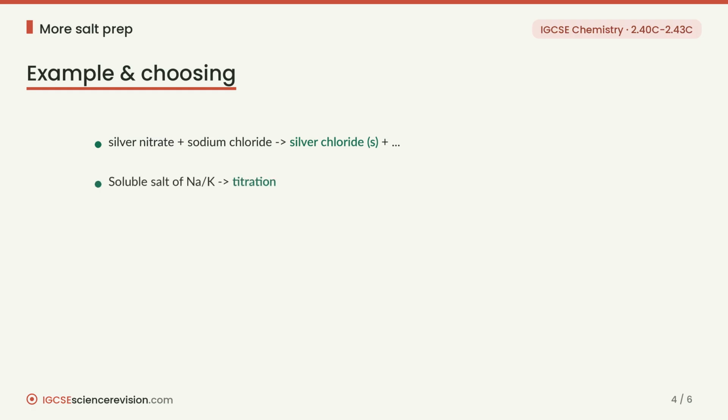So to choose your method, if it's a soluble salt of sodium or potassium, use a titration. If it's a soluble salt you can make from an insoluble base, add the base in excess, and filter. And if the salt itself is insoluble, make it by precipitation. Match the method to the salt, and you can prepare almost any one you like.